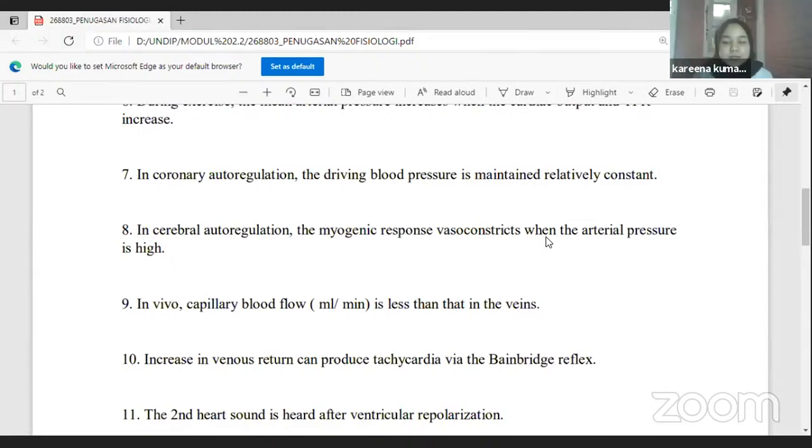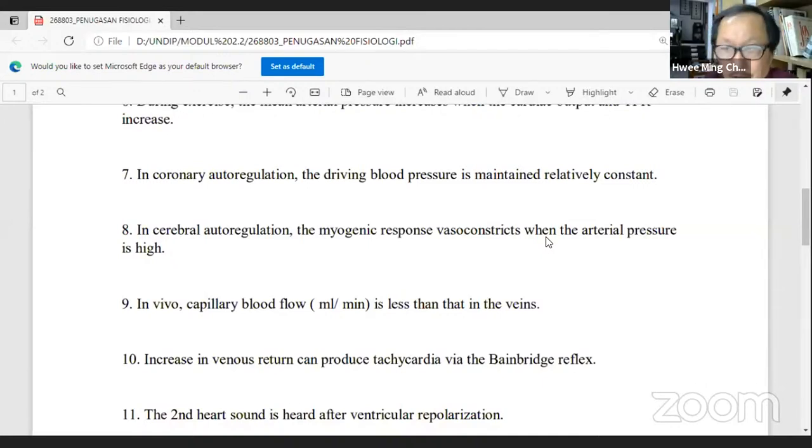Okay, so I will read the question first for the 7th question. In coronary autoregulation, the driving blood pressure is maintained relatively constant. I think this statement is true because coronary vascular flow is best described as vascular flow in which the compressive forces of systole counteract the driving force for flow in the coronary circulation. Therefore, the majority of anterograde blood flow to the left ventricle occurs during diastole. Alternatively, much of the forward flow during systole is used to fill the upstream coronary compliance, while flow through coronary capillaries is relatively constant throughout the cardiac cycle.